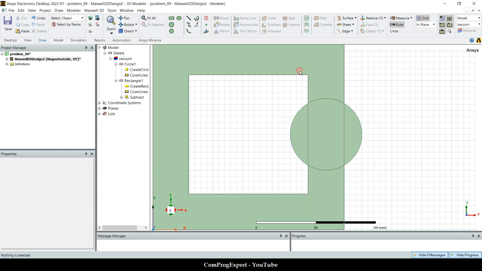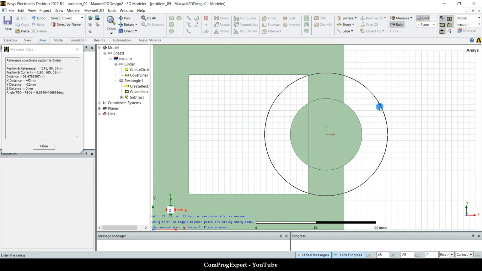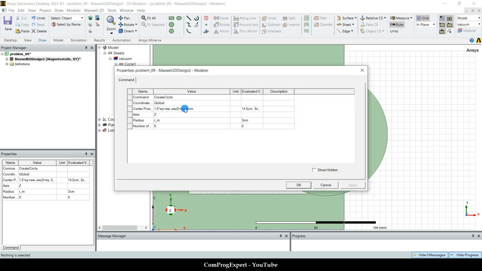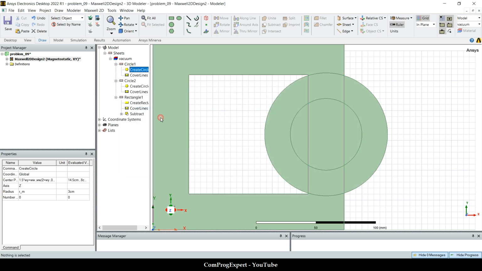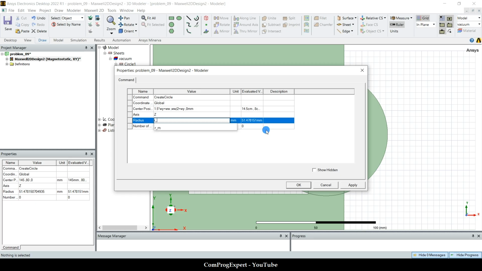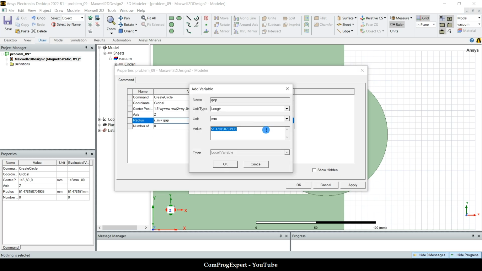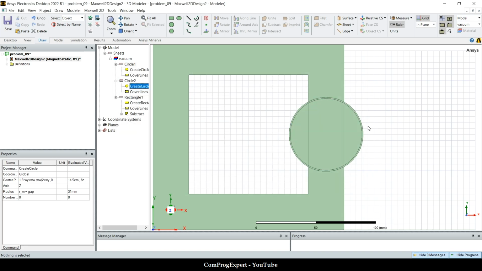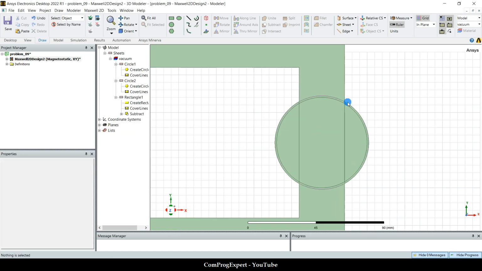And let me draw another circle here. Let's copy this expression, the same center. Here I am going to use this one, radius of the moving part plus the gap. The gap equal to 1 millimeter. Okay, the air gap thickness. So here we have two circles.